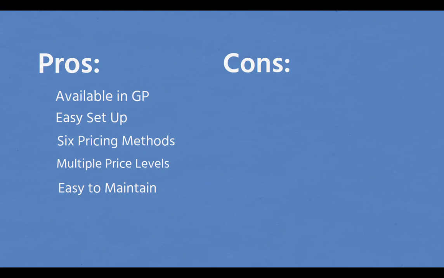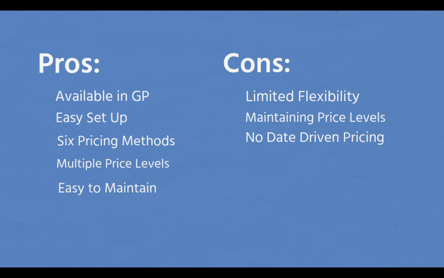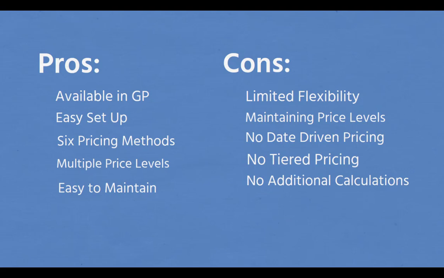Now for the cons. There's limited flexibility, so when it comes to pricing, it is the basic pricing. Customer-specific pricing can be difficult if you would need to maintain a price level per customer, which could be a lot of price levels. It can't determine pricing based on the date. It doesn't handle tiered pricing, where you may have different pricing for specific quantities of the same item on the same line. You can't add additional price calculations such as commissions, rebates, and other pricing adjustments. And there's no recalculate option should your pricing change and you want to update existing transactions.